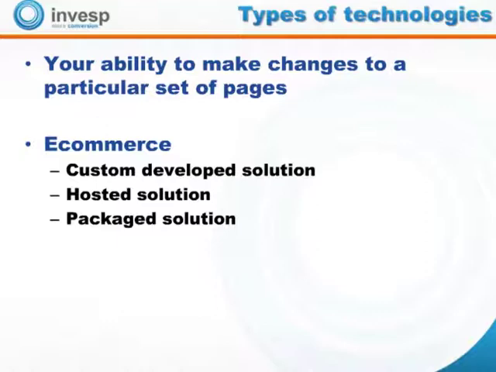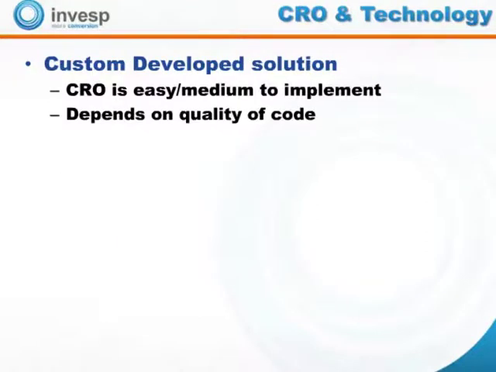Let's talk about those different solutions and their impact on conversion optimization. In terms of custom developed solutions, conversion optimization is easy to medium difficult to implement, and really is going to depend on the quality of the code. I recall one customer of ours that had a custom developed solution, and we wanted to make a small change on their checkout process, removing a couple of fields. That's even easier than adding new fields, where you have to change the database schema. All we asked was, let's just remove those two fields.